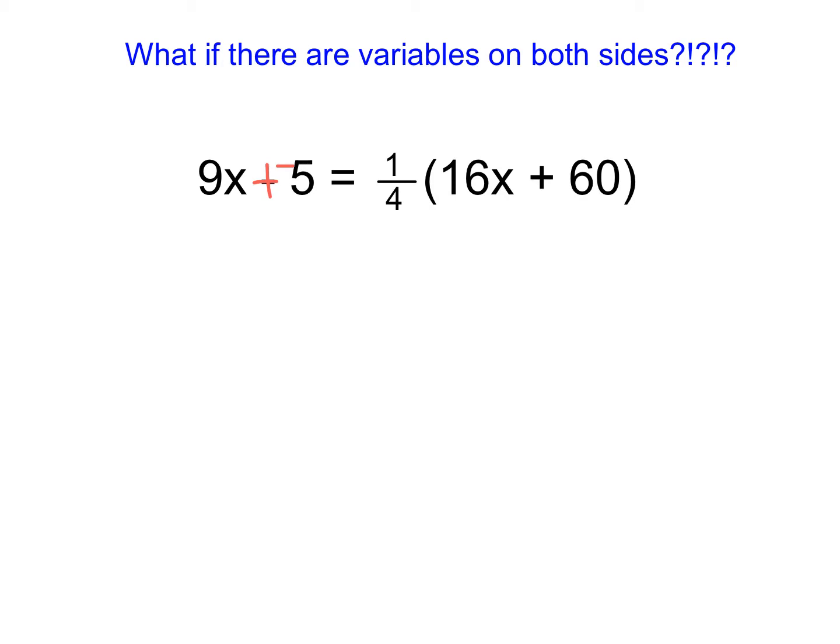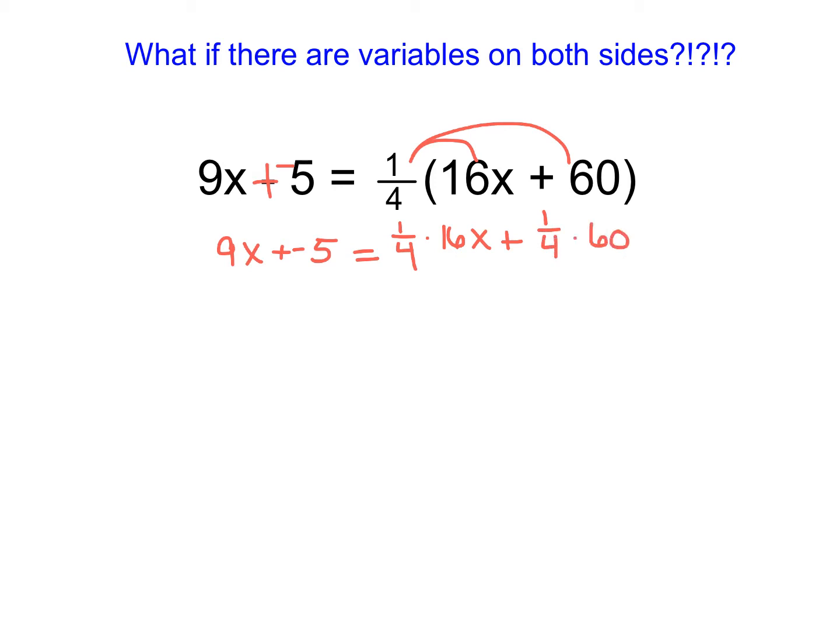I am then going to distribute to undo any parentheses that are in the equation because I don't want the equation to have parentheses anymore if I can help it. So I'm going to distribute that 1/4. So my left-hand side, I'm not changing at all. That's x plus -5 is equal to 1/4 times 16x plus 1/4 times 60.